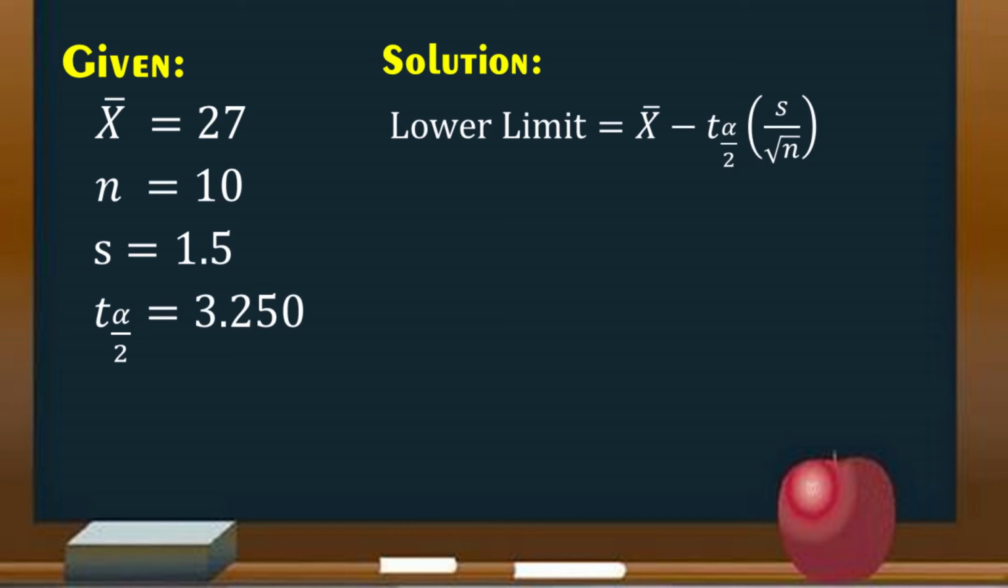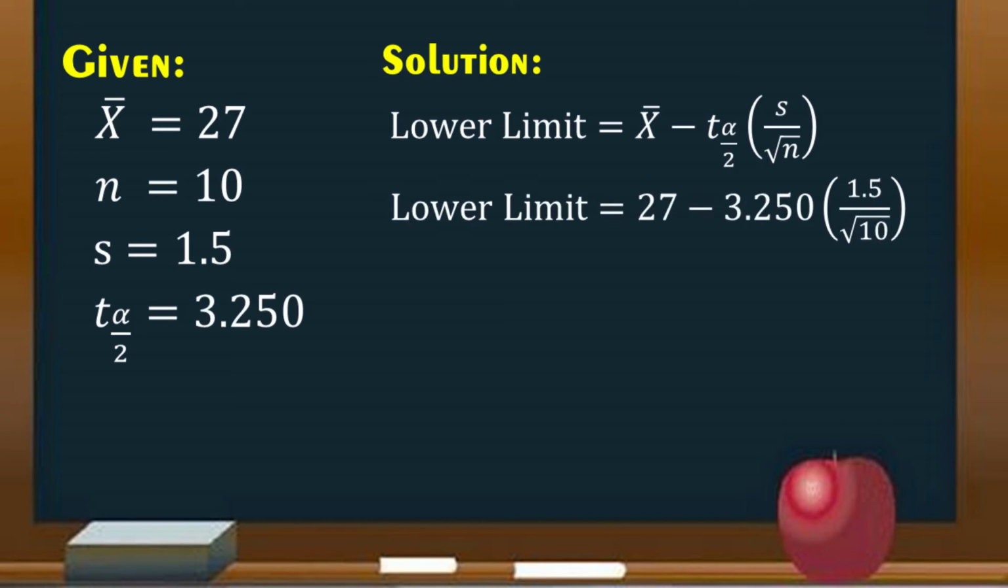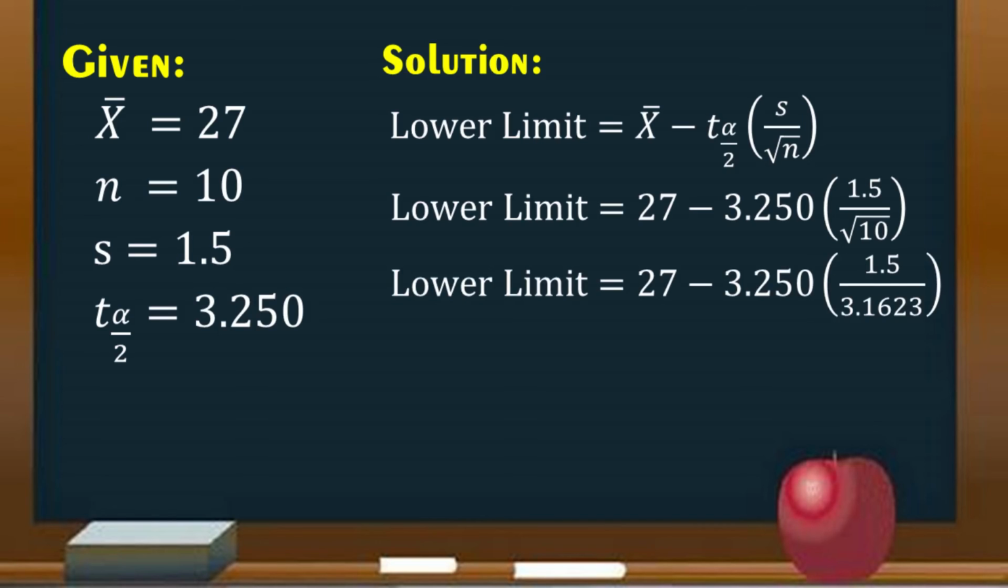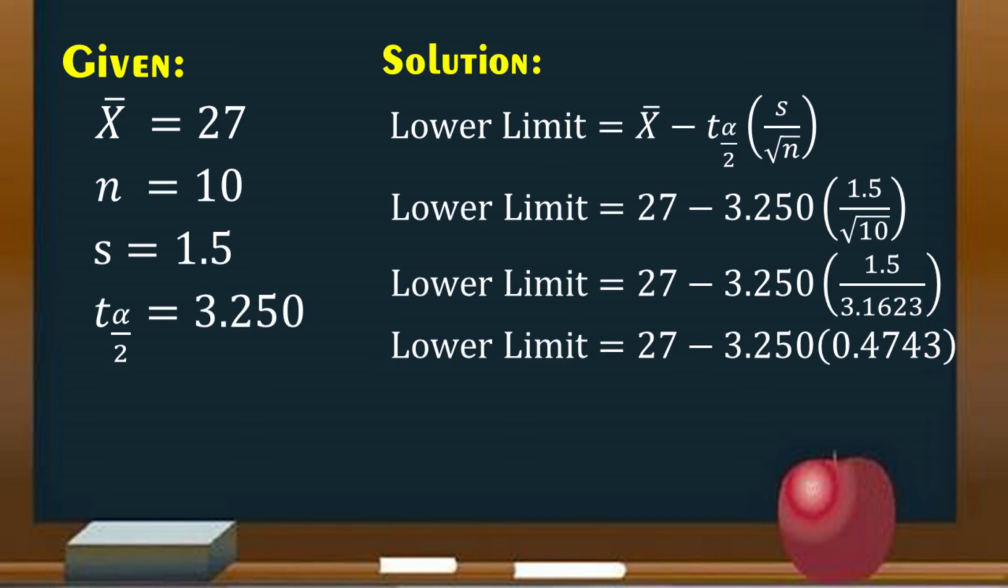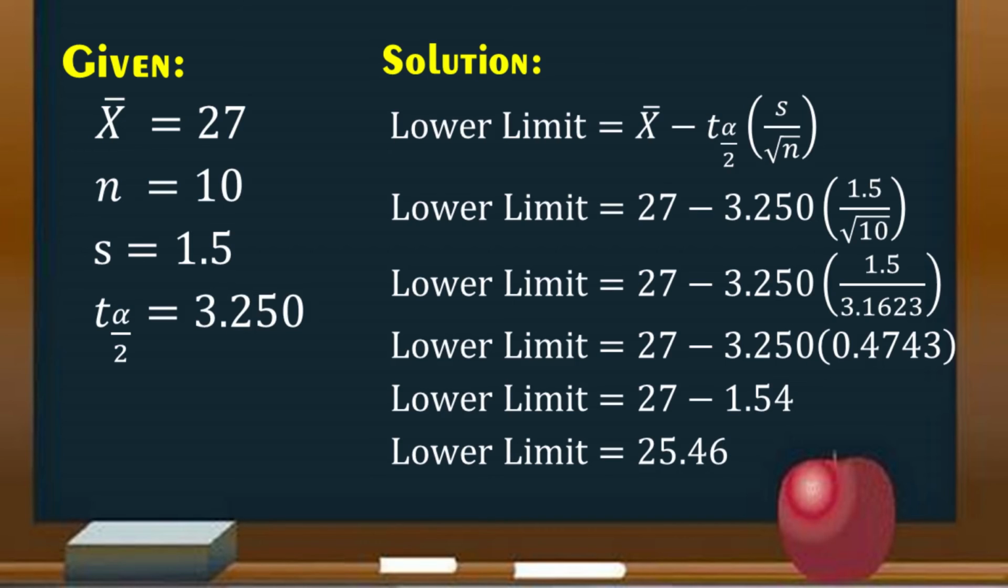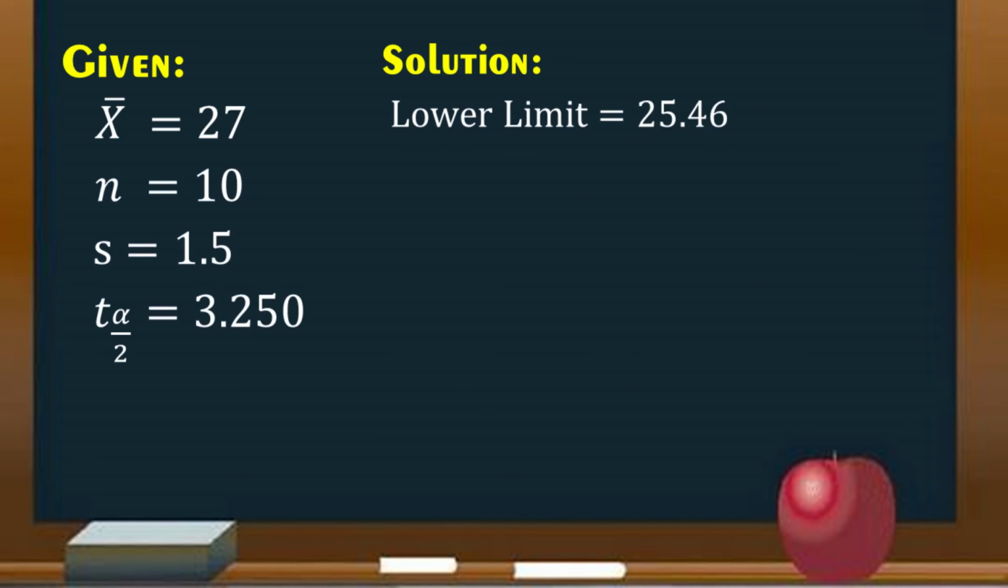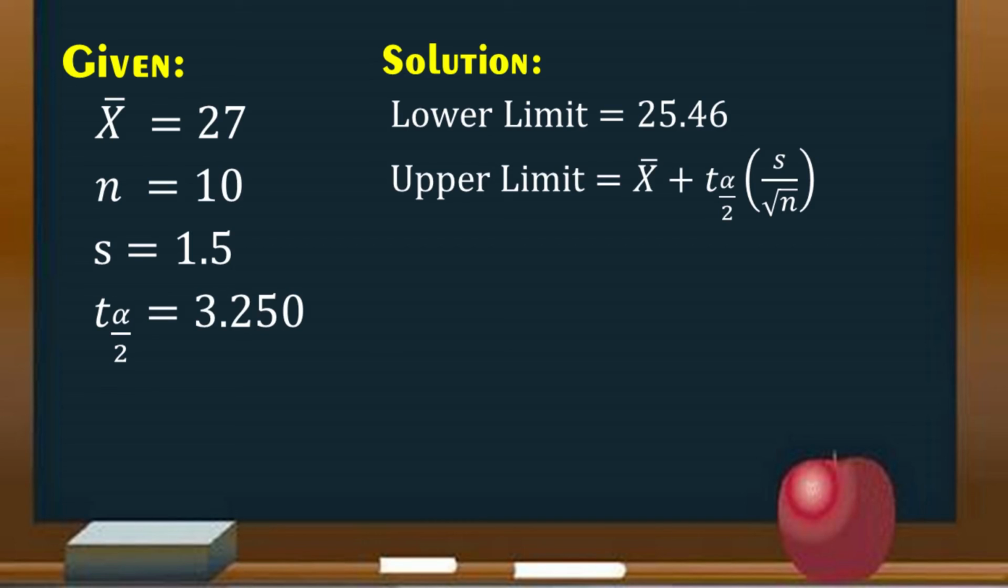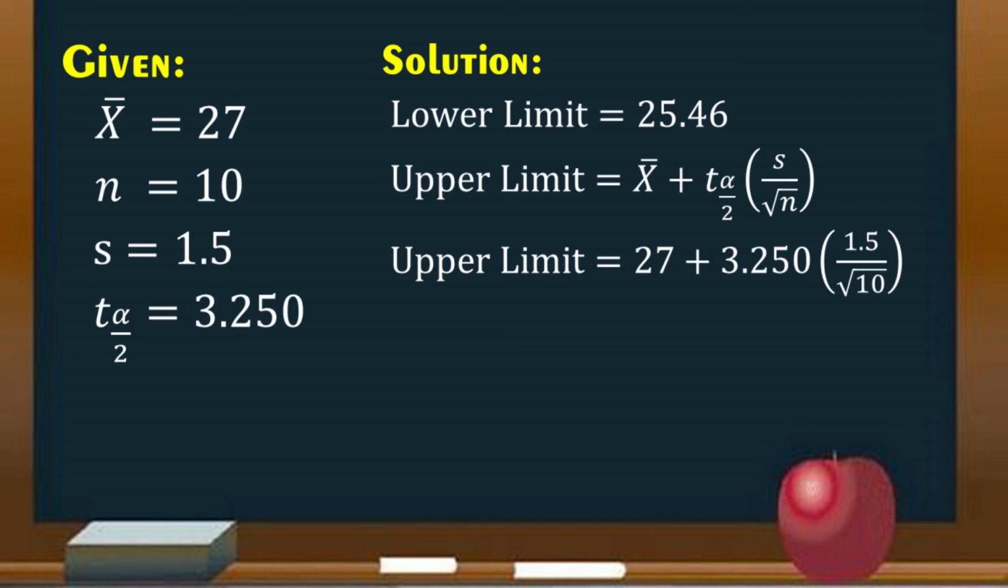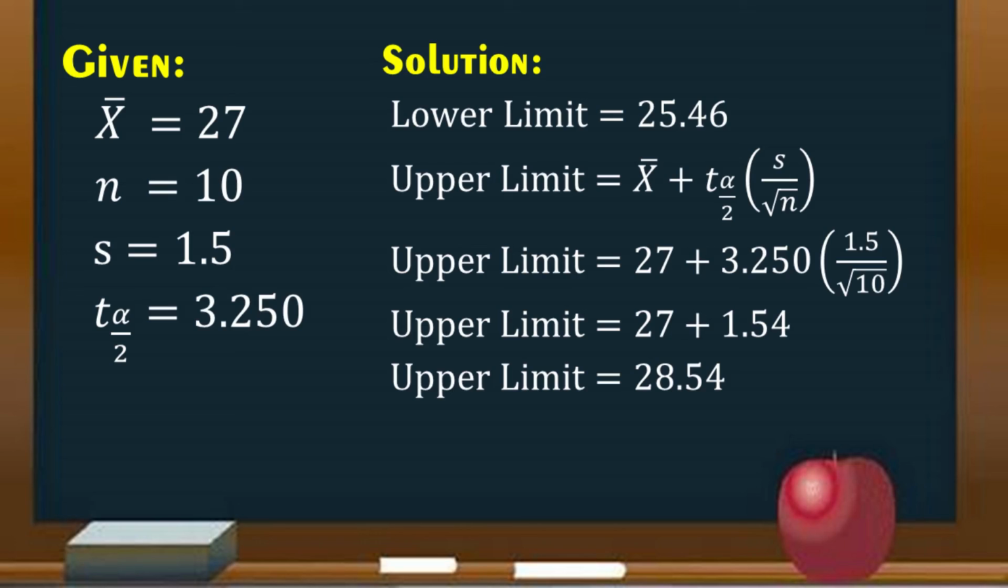First, solve for the lower limit. Just substitute the given to the formula. Then simplify. The lower confidence limit is 25.46. Solve for the upper limit. Again, substitute. Then simplify. So the upper confidence limit is 28.54.